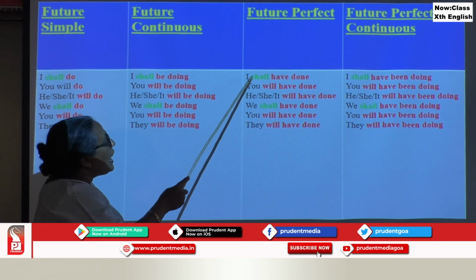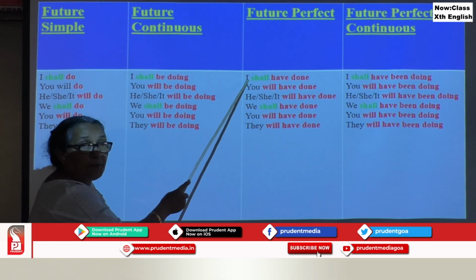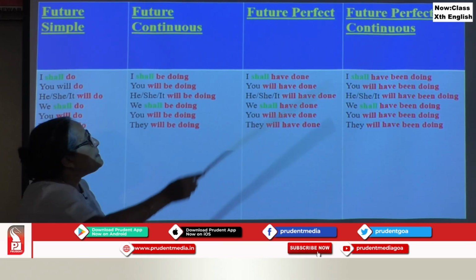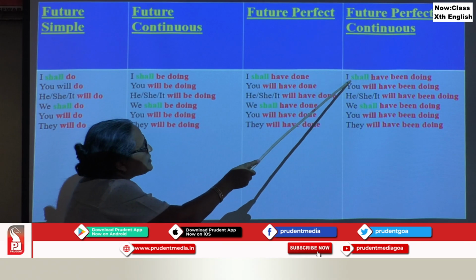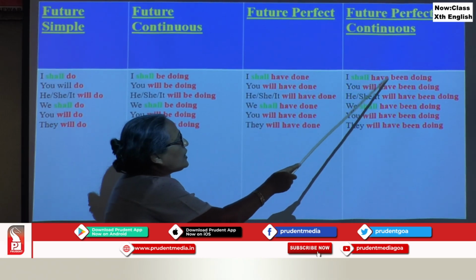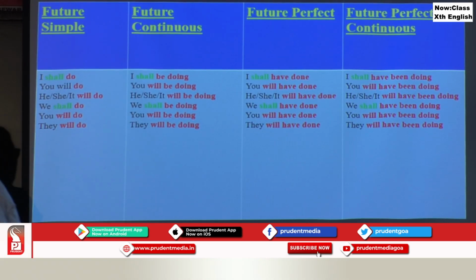Future perfect, I shall have, it is simple future of verb to have, plus done, the past participle. Future perfect continuous, this is future perfect of verb to be. I shall have been, plus present participle of verb to do, ing, doing.